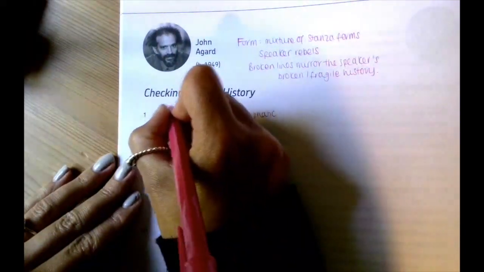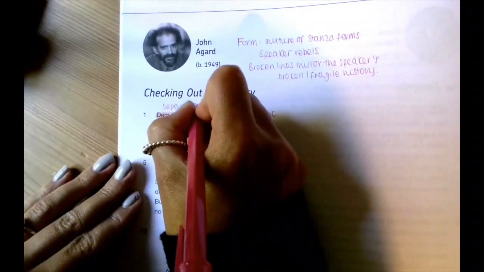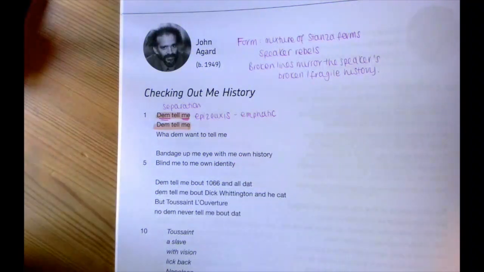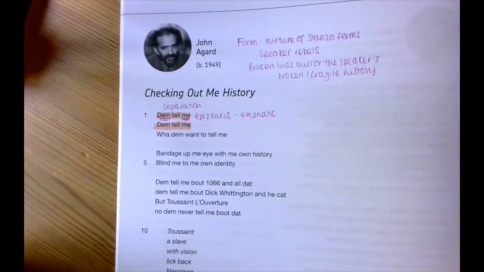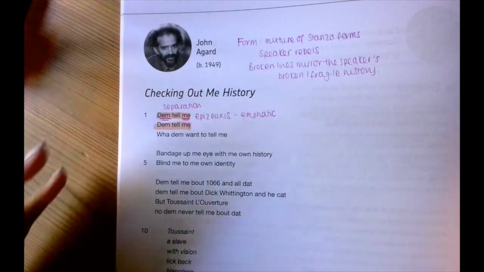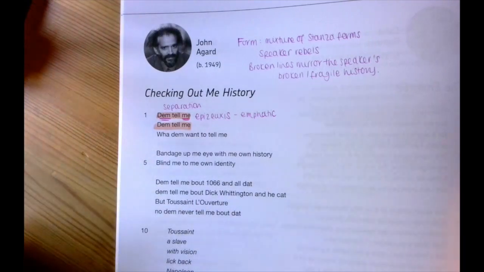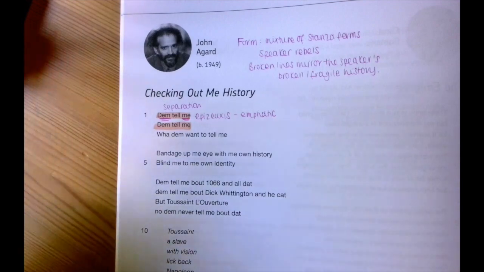So straight away it feels like there's a battle going on between two groups or two people, and it's the them and the us. "They tell me." And it's not made exactly clear who the "them" are, but I think what we are aware of is that it's the policy makers, the people who are in charge of the British education system. They tell me what they want to tell me.